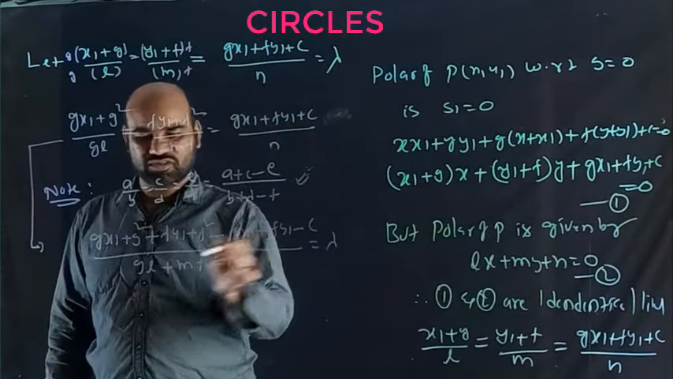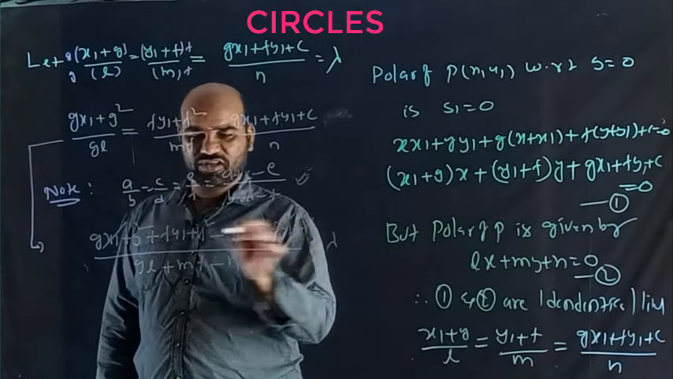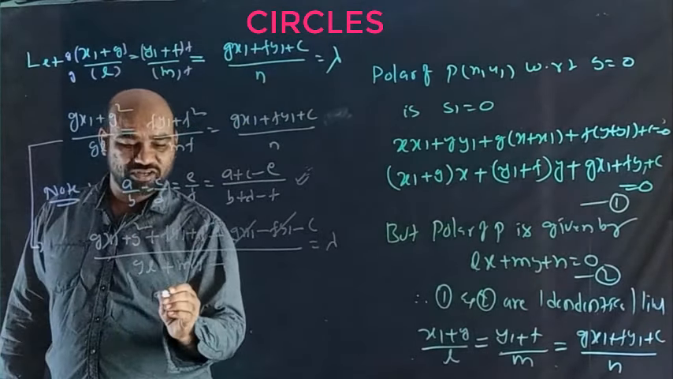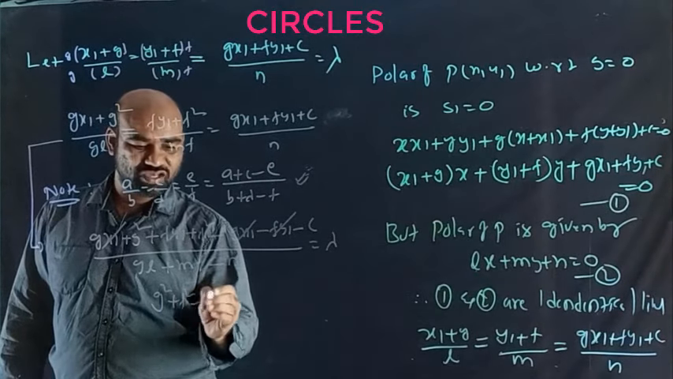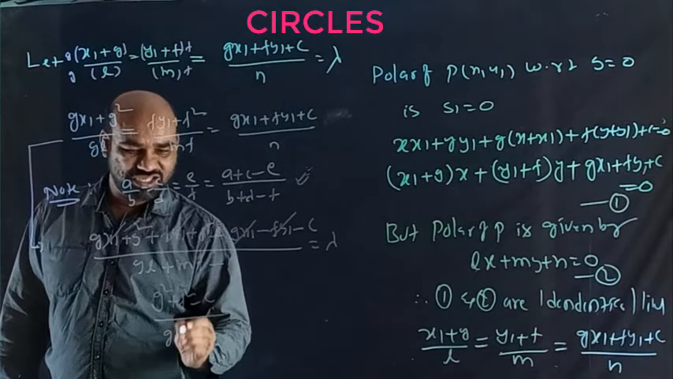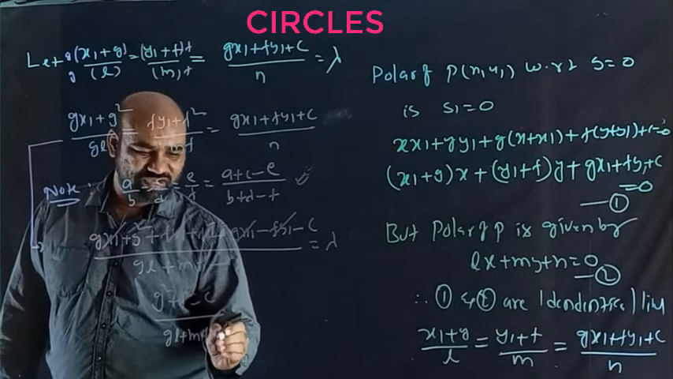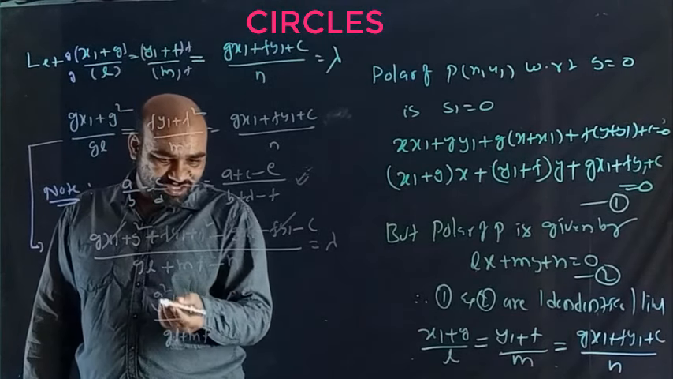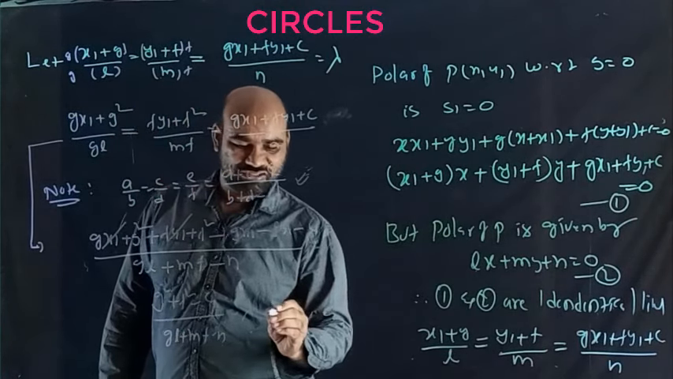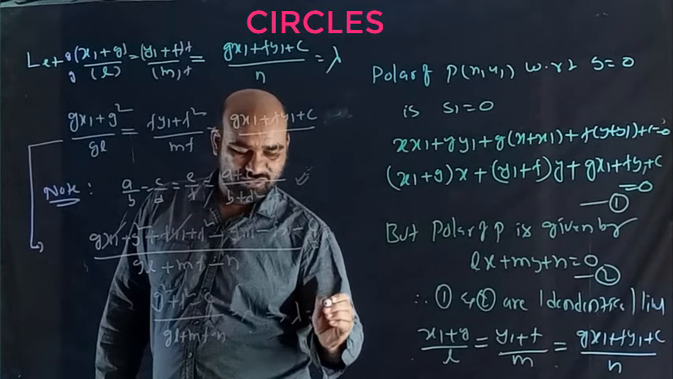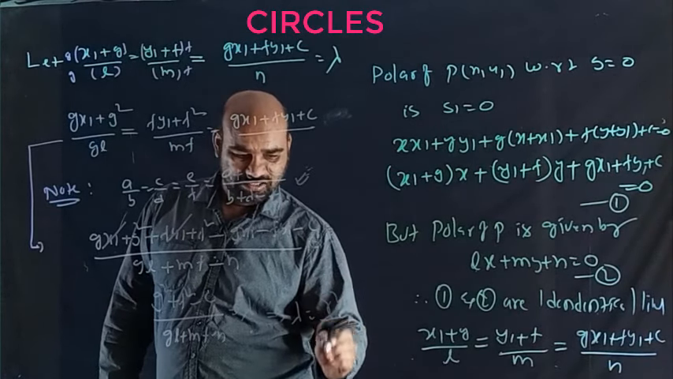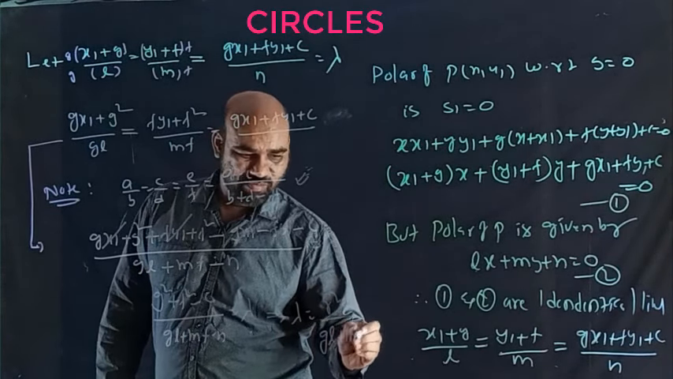So here gx1 gets cancelled, fy1 gets cancelled. So what is left? g square plus f square minus c by gl plus mf minus n is equal to lambda. This is nothing but r square. So that is lambda equal to r square by gl plus mf minus n.